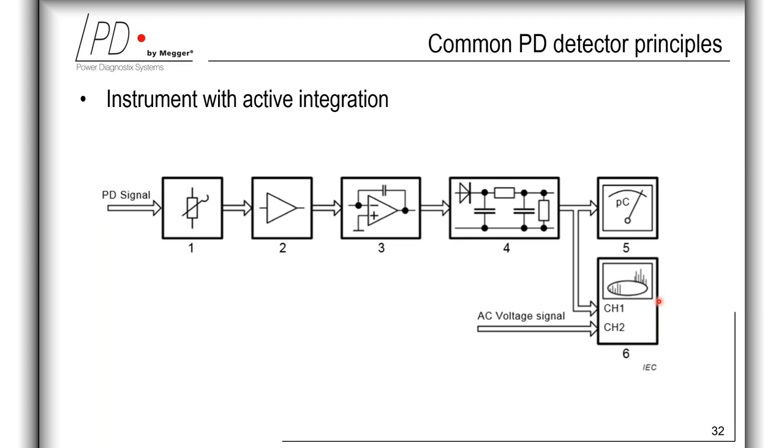And the figure in this slide is showing the block diagram of an instrument with active integrator with an attenuator and an amplifier, followed by an integrator, here peak detector and then evaluation unit, and then ultimately again the meter and an oscilloscope. Here the evaluation unit has the task to ensure that the behavior is in accordance with the weighing curve of IEC 60270.